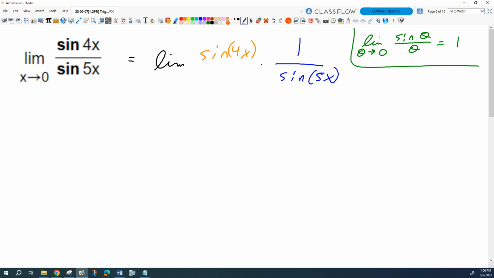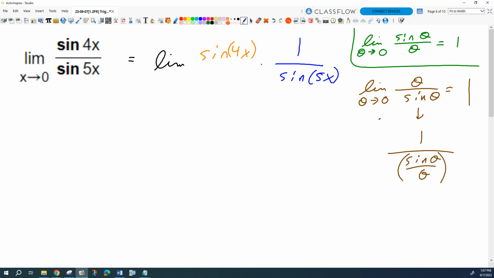Let me ask you something. If the limit of sine theta over theta as theta approaches 0 is 1, what's the limit of theta over sine theta as theta approaches 0? 1, right? 1 over 1 is 1. And if I wanted to, I could even write this as 1 over sine theta over theta, and then in the limit I'm just going to get 1 over 1, which is still 1. Either way, those are interchangeable, right?